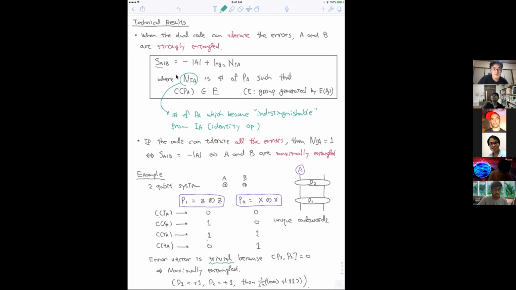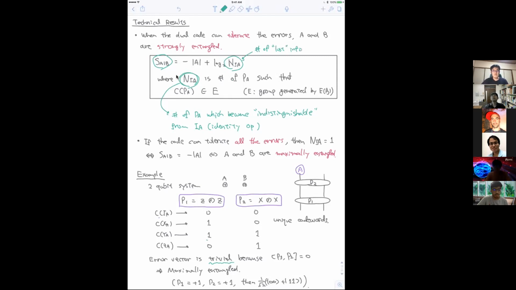That is, the conditional entropy S(A|B) is always given by minus the volume of A, so the number of qubits in A, plus log2 N_IA, where N_IA is just the number of Pauli operators which become indistinguishable from the identity operator. Because of the error, for your Pauli operator P_A, you don't know if it was P_A or the identity operator. You count such Pauli operators, and that's N_IA. So very roughly speaking, N_IA is like the number of lost info. And that is the formula.